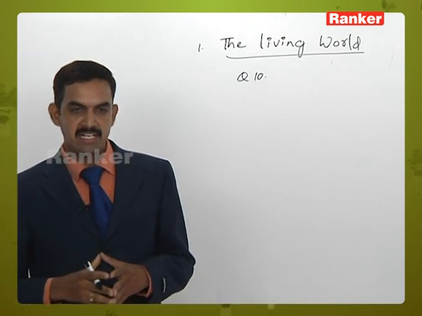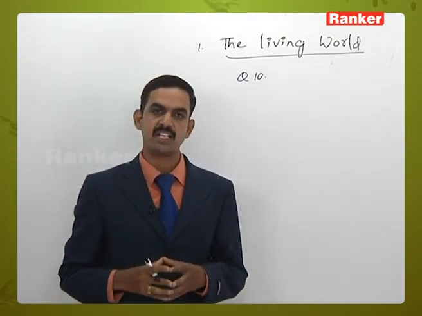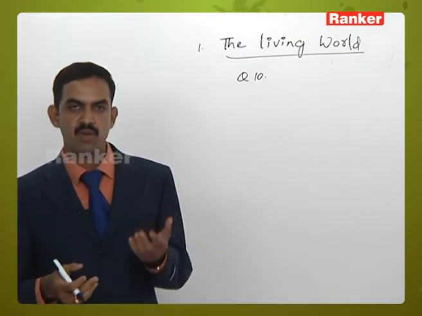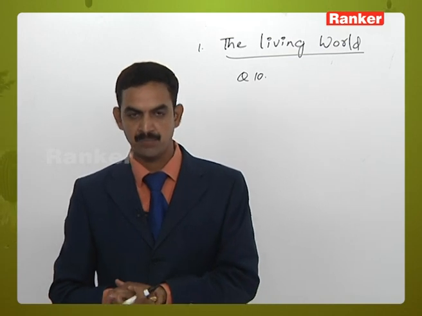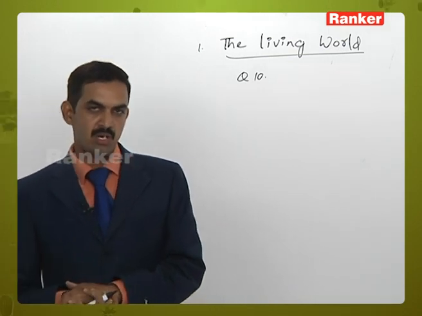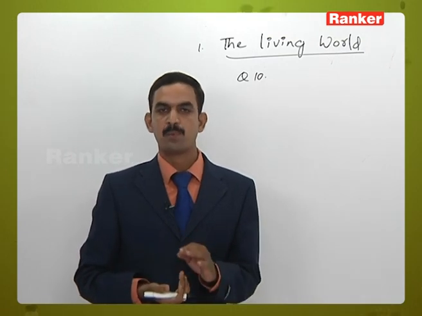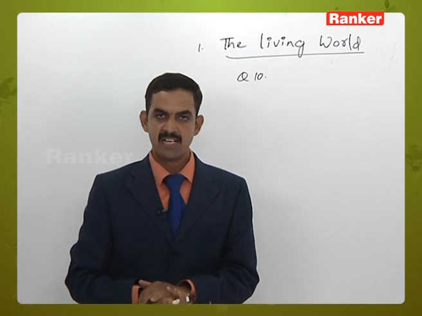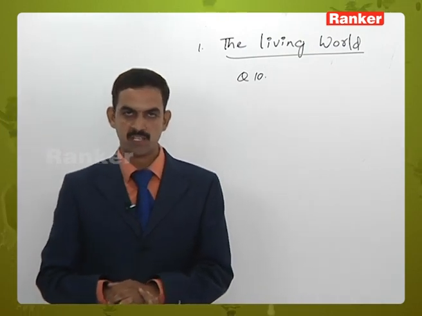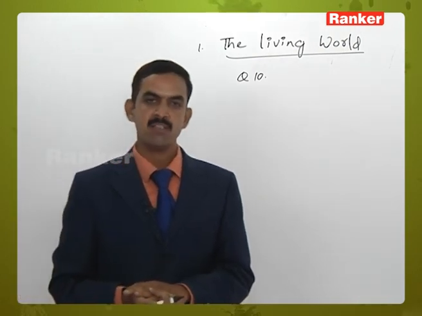So here's a question regarding reproduction. Particularly, we know that plants have 3 types of reproduction: vegetative, asexual and sexual methods of reproduction. Particularly when we talk about vegetative and asexual reproduction, it is the reproduction which occurs with the help of only one parent. Whereas in sexual reproduction, either a single parent may participate or 2 parents may participate.